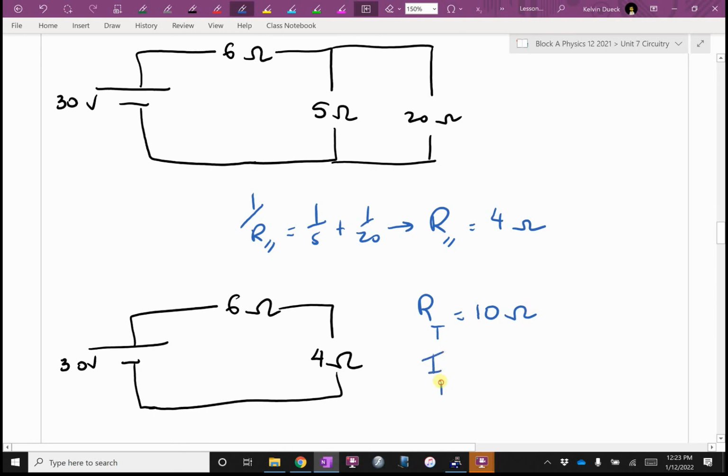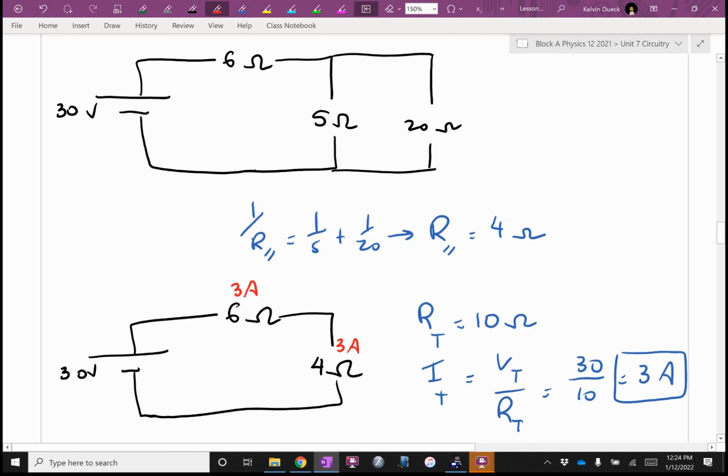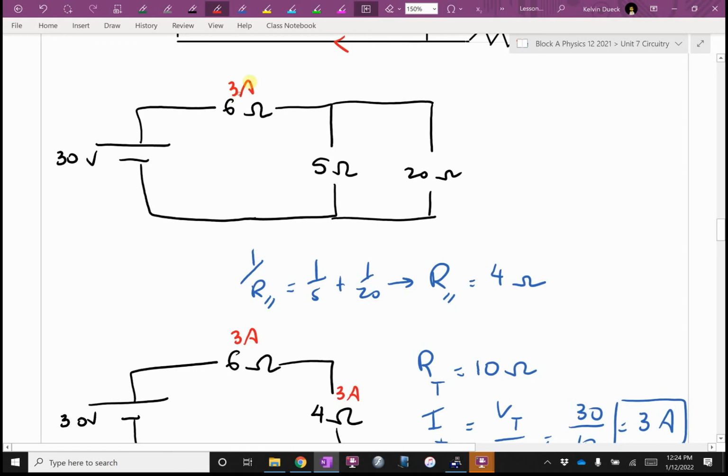How big is the total current? Well, it's going to be the total voltage divided by the total resistance. It's going to be 30 divided by 10. Bet you can even do that in your head. I know total current. This question's going to fall apart. I'm going to label it everywhere that I'm allowed to. So I know going through here is 3 amps. Going through here is 3 amps. I know going through here is 3 amps.